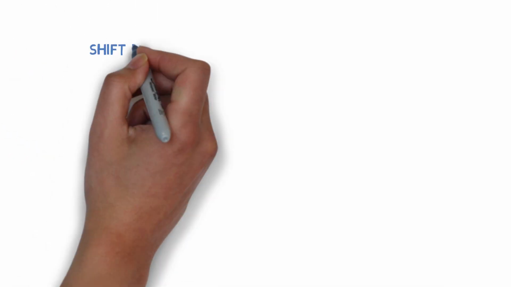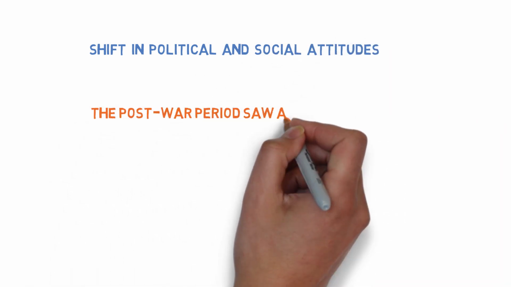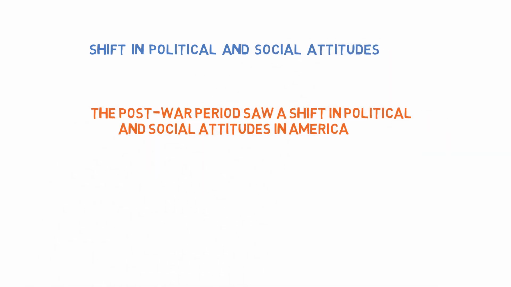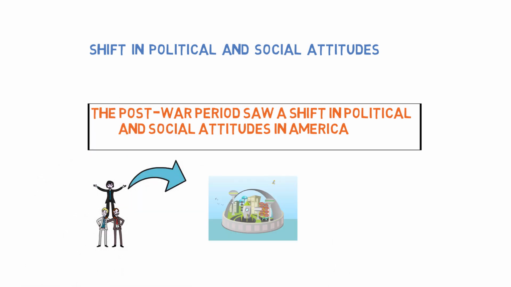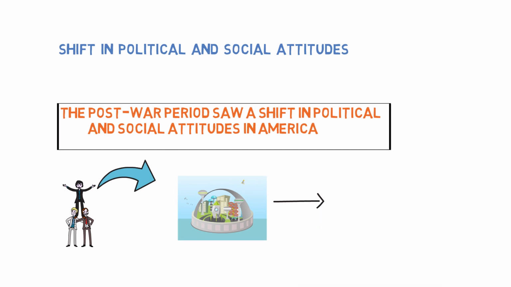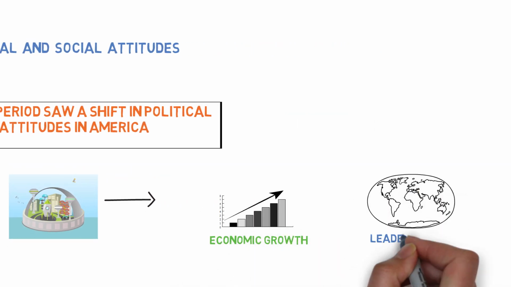Shift in political and social attitudes. The post-war period saw a shift in political and social attitudes in America, with a growing sense of optimism and confidence about the future. This was fueled by the country's economic growth and leadership role in the world, as well as the development of new technologies and cultural movements.